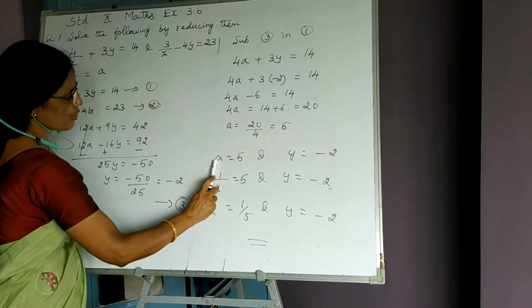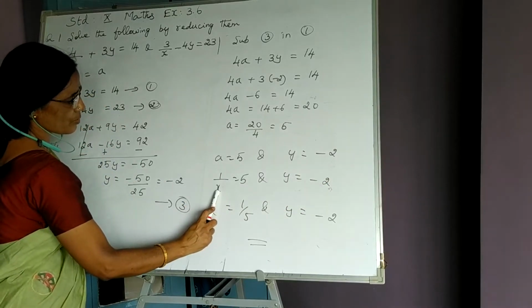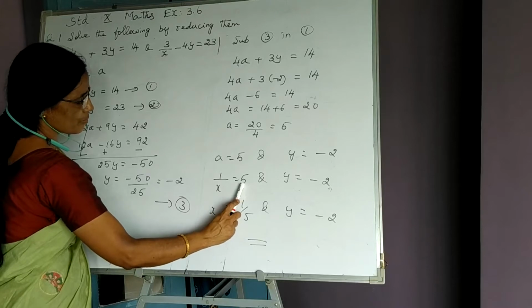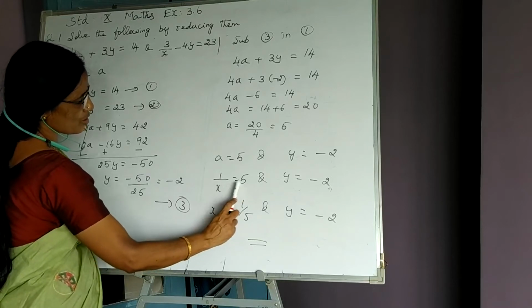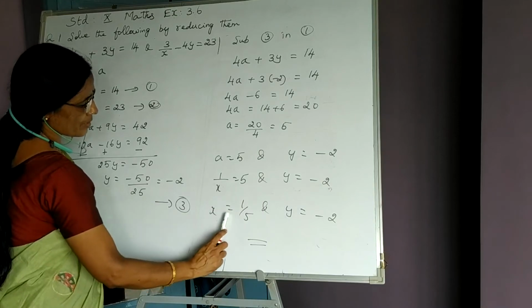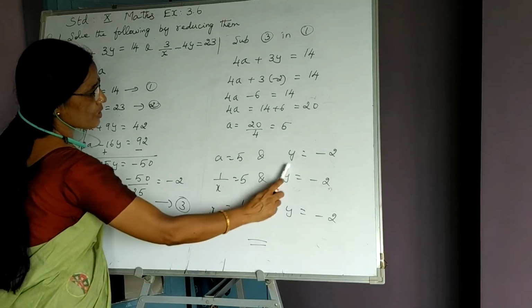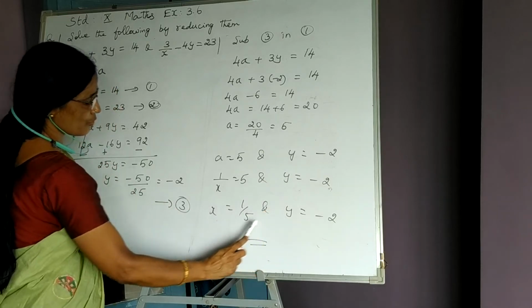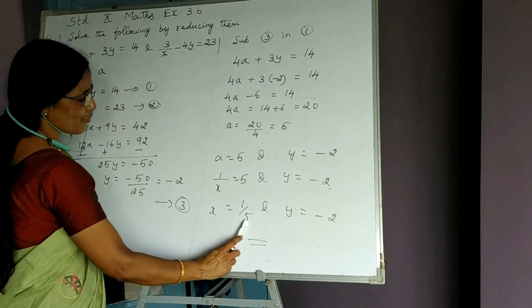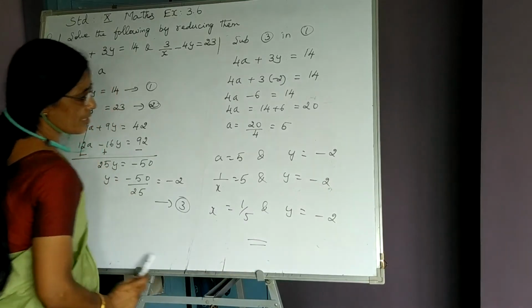But the substitution for a is 1 upon x, so that is equal to 5. But we want x in the numerator, therefore we have taken reciprocals on both the sides. So we get x is equal to 1 upon 5. Already y is in the proper place, therefore no change, it just continues. Therefore we get x equal to 1 upon 5 and y is equal to minus 2.